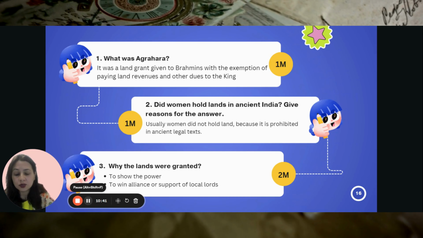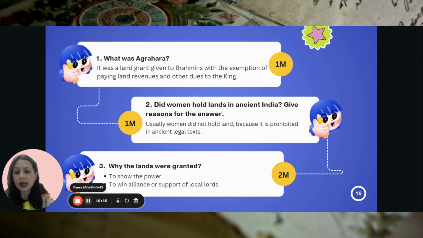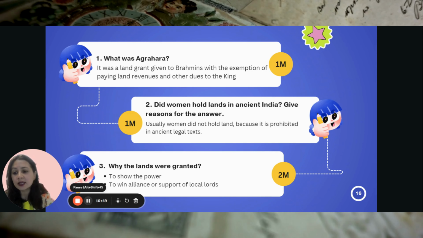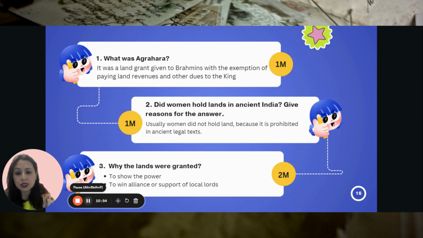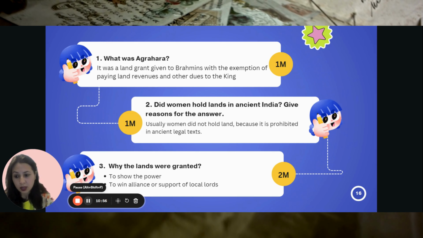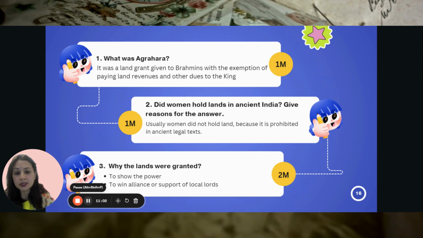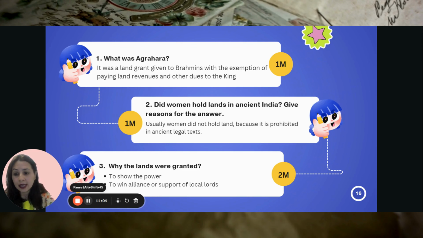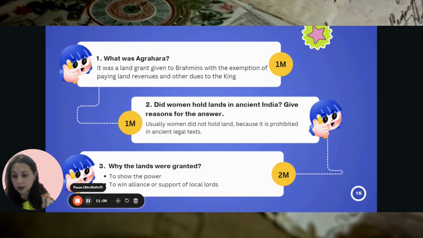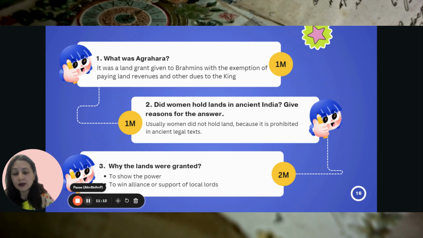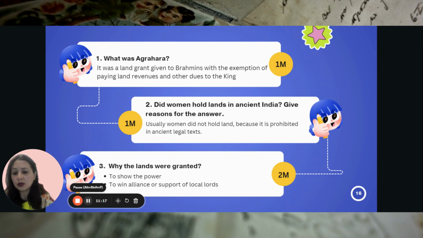So, what was Agrahara? So, this was basically the land which was given to the Brahmins with the exemption of paying land revenue and other dues to the king. So, that is the land given as charity to the Brahmins. Did women hold lands in ancient India? Usually, they did not. Women did not get the right to inheritance, right? But still, you will find that Prabhavati Gupta, in spite of being a woman, she got land. So that is an exception also. Why were the land grants granted? Definitely it was to show the power and to get the support of the local lords.